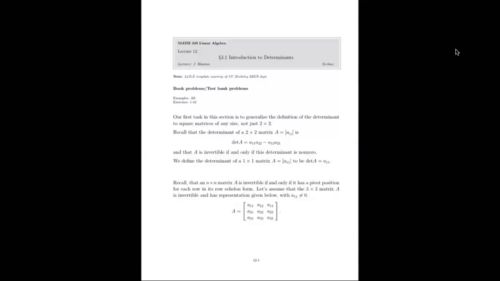Section 3.1 is our introduction to determinants. Now we've already seen a determinant for a 2x2 matrix, so we'll extend this idea to n-by-n matrices and not just have a 2x2 matrix determinant.